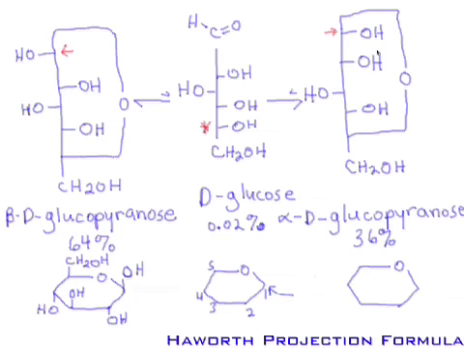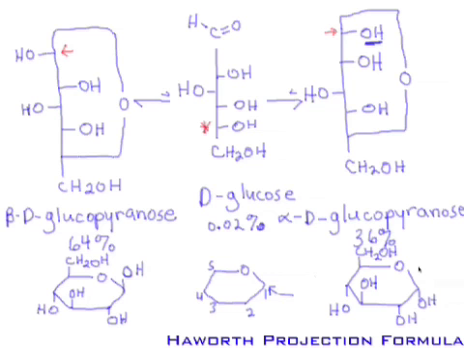So, this OH right here is on the right, so it's below. The OH below it is on the right, so it's below. OH is on the left, above. OH on the right, below, and then for a D sugar, CH2OH. There we go. And there's the Haworth projection formula for alpha-D-glucopyranose.